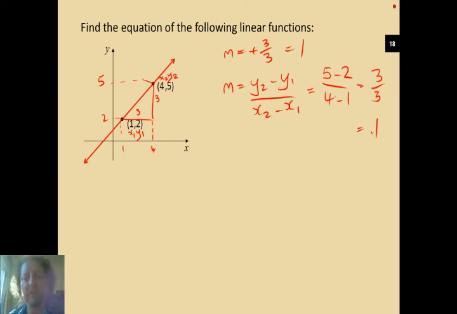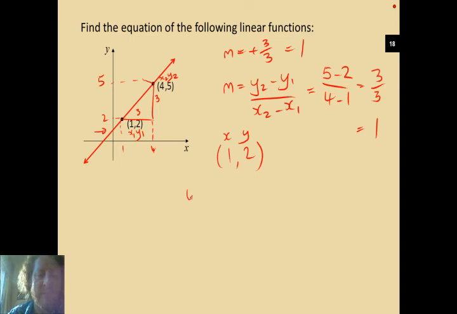So whatever your preferred method was there, we got a gradient of 1. Now, this time, unfortunately, it didn't show us the y-intercept. Maybe it's 1, but I'm not going to guess it. We're going to treat it like the one prior, where we had the gradient and a point. I've actually got 2 points. It doesn't matter which point I pick. I'm going to pick (1, 2), that'll do. And I know that's an x and that's a y that makes this equation work.